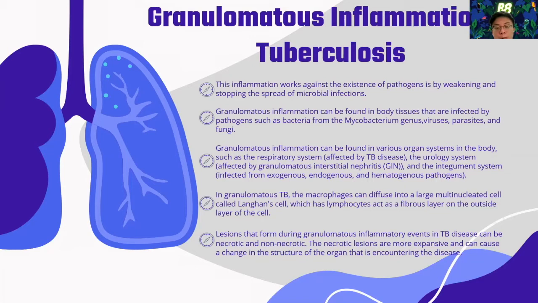In granulomatous tuberculosis, the macrophage can diffuse into a large multinucleated cell called Langhans cell, which has lymphocytes act as the first layer on the outside layer of the cell. The lesions from granulomatous inflammation events in tuberculosis disease can be necrotic and non-necrotic. The necrotic lesions are more expensive and can cause a change in the structure of the organ that is encountering the disease.